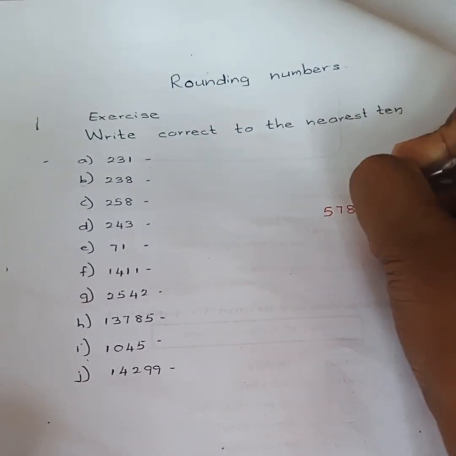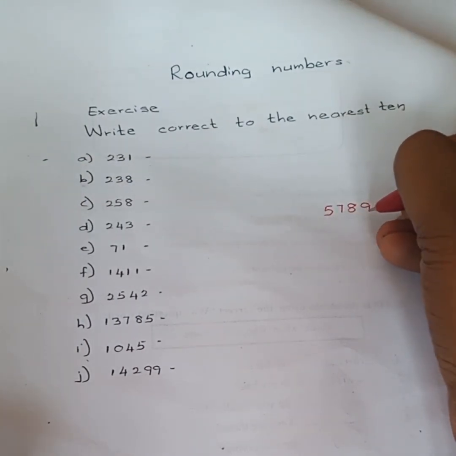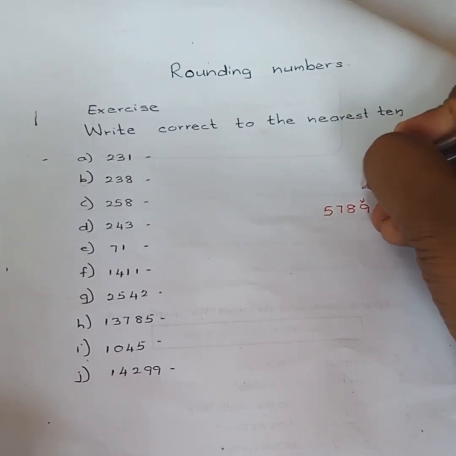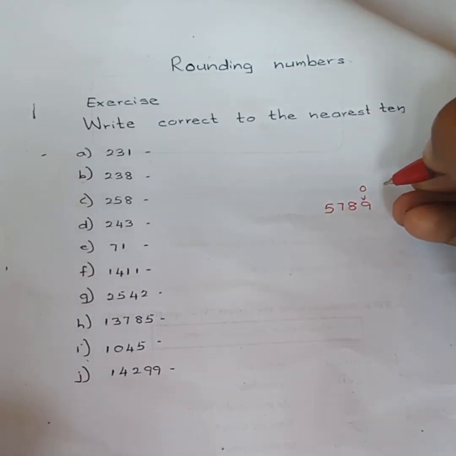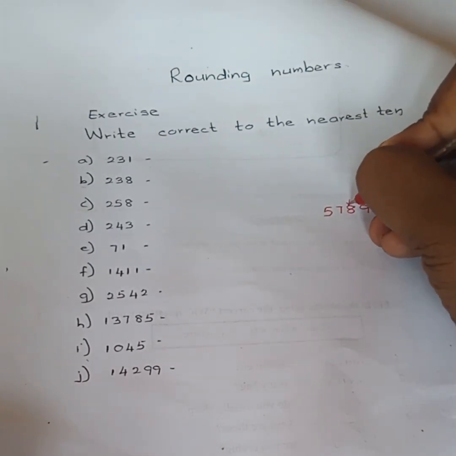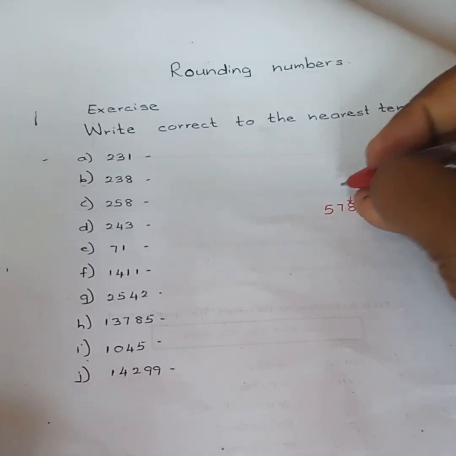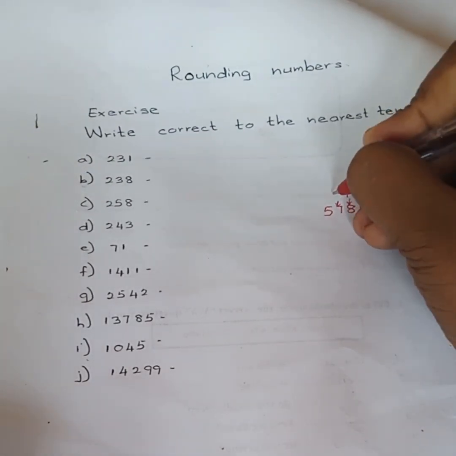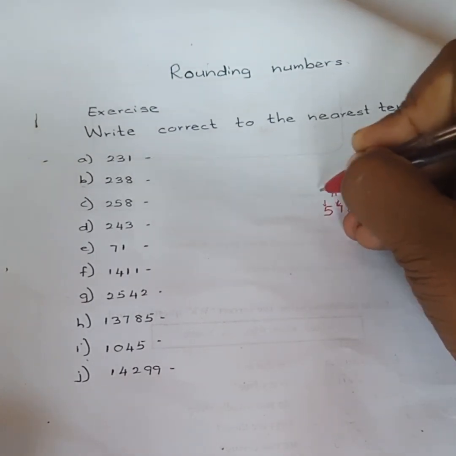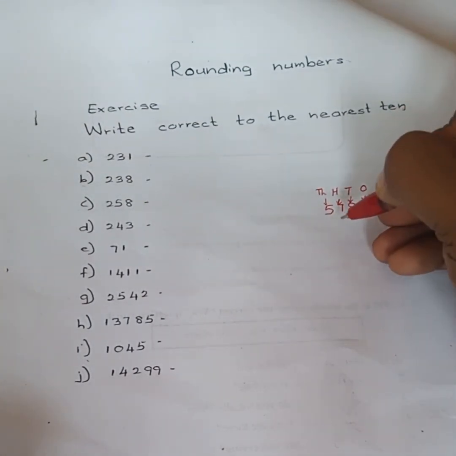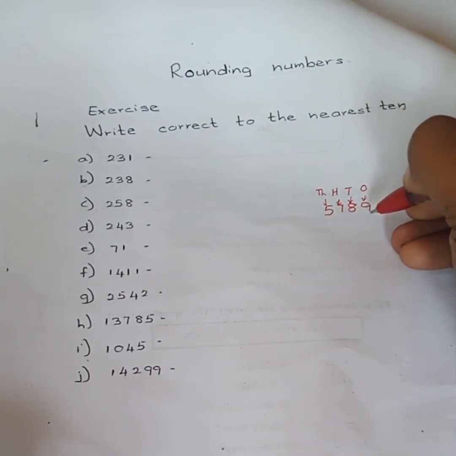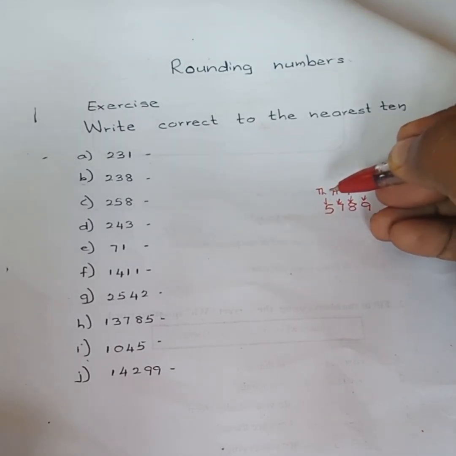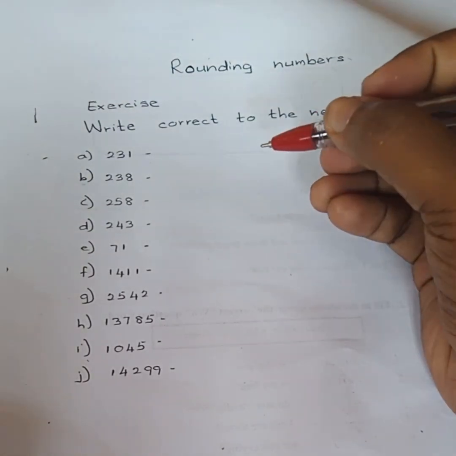I'm writing 5789. So what is the place value of 9? It's ones or units. Then the second digit, what's the value? It's tens. This value is 100 and here 1000. 5789: first we need to know the place value. Ones, tens, 100, 1000.